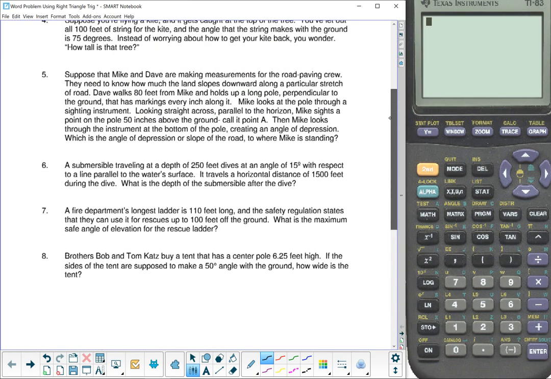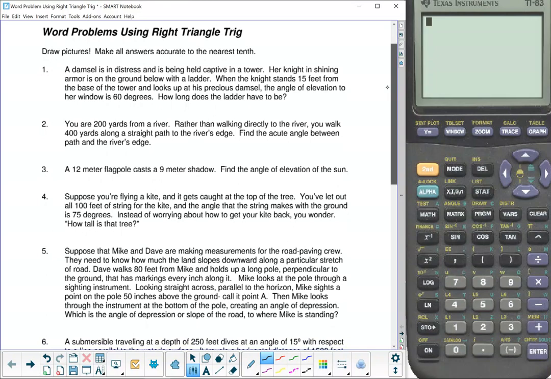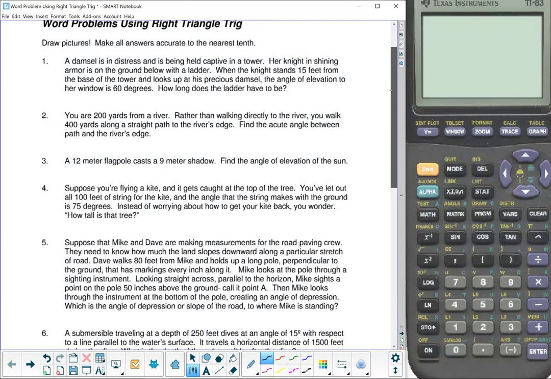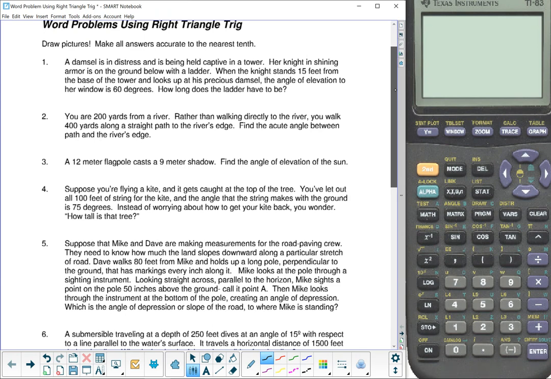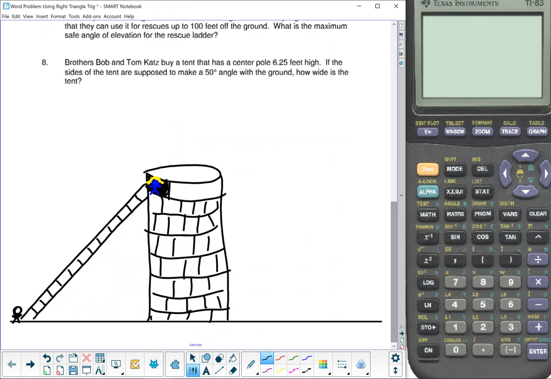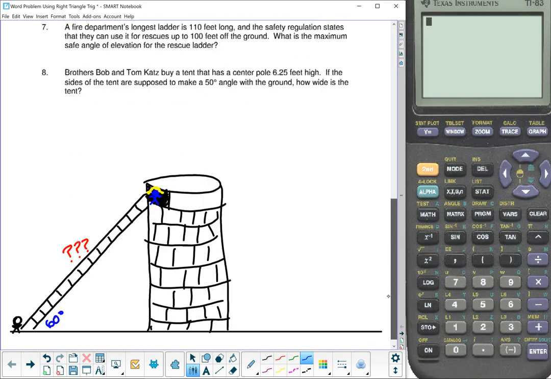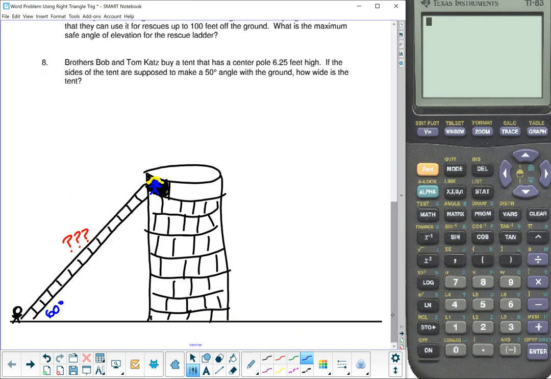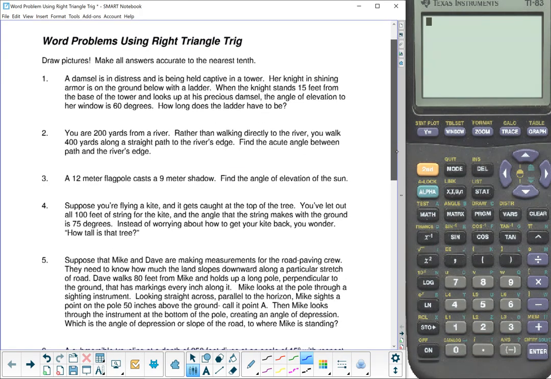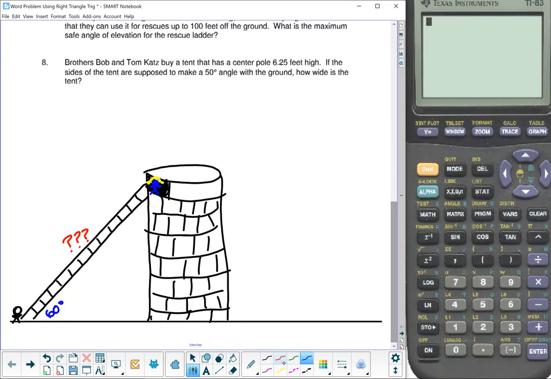Okay, let me double check the information. The knight stands 15 feet from the base of the tower, and the angle of elevation to her window is 60 degrees. How long does the ladder have to be? So we want to find out this ladder here. How long is it? If he wants that angle of elevation of 60 degrees, and he is, see, I missed that part, 15 feet from her window, from the ground. So he is 15 feet from the base of the tower. So he is 15 feet. Okay, so that's a scenario.